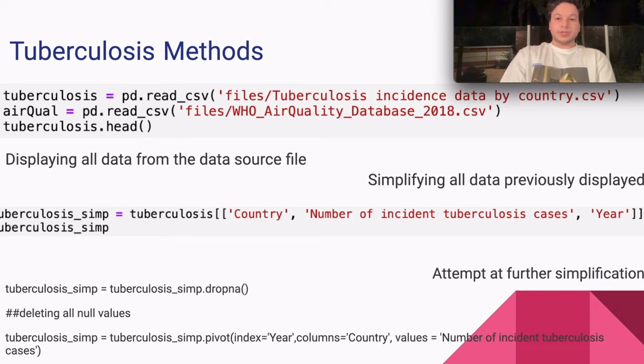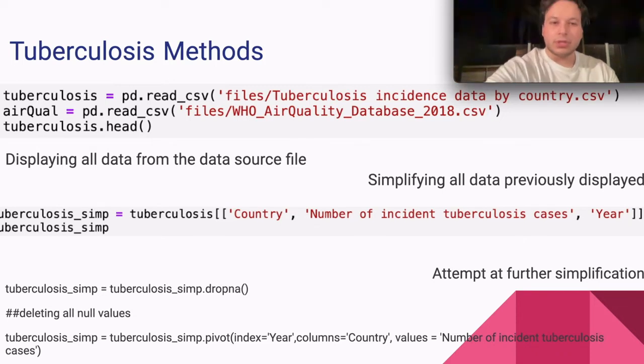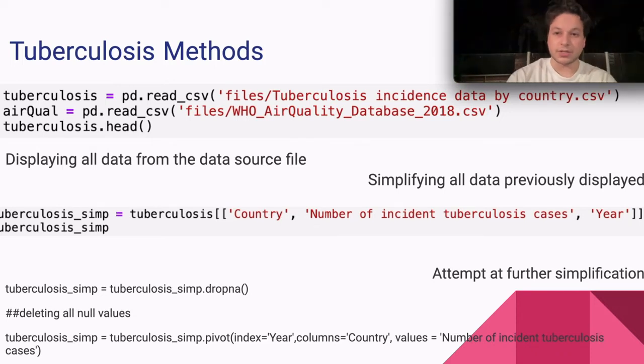Cool, so the methods that I used in order to gather all this tuberculosis data: obviously the tuberculosis.head, just displaying all data from the data source file. And then when I did tuberculosis_simplified, that is just the original dataset narrowed down so it's just the important fields: country, number of incident tuberculosis cases, and the year.